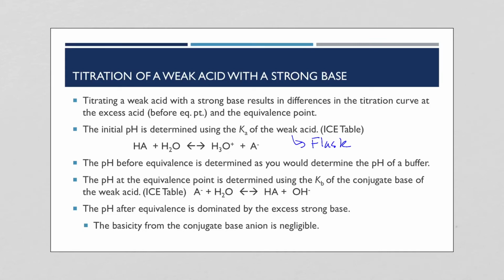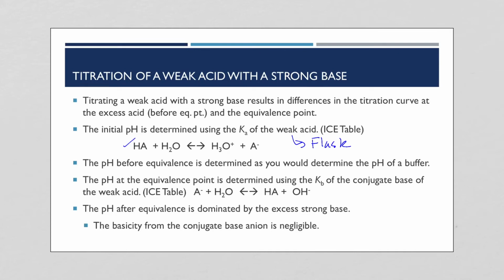And we can determine the initial pH by solving an equilibrium problem based on the concentration and the Ka of that specific weak acid. And of course, our weak acid ionization is the equation that we're looking at here.